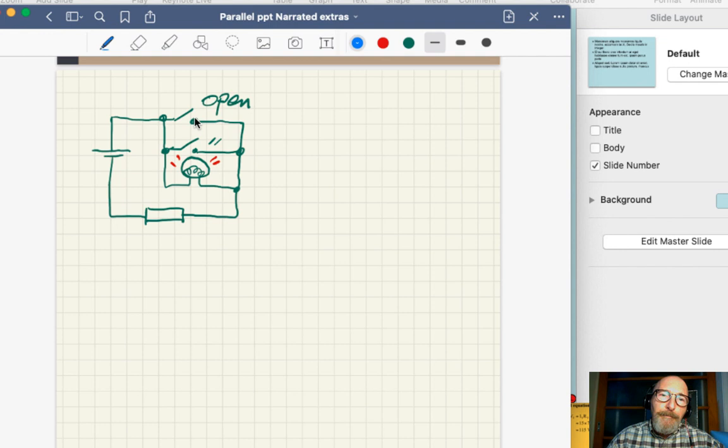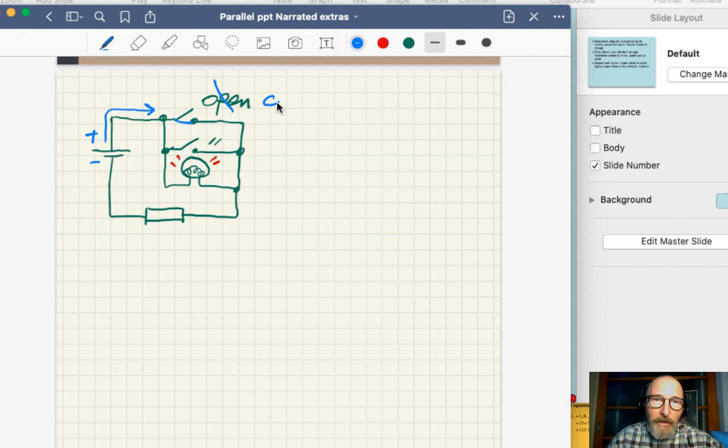I close this switch. Well, I don't need to close both switches. As soon as I close either one of those switches, because they're parallel connected switches, as soon as I close that switch, the current which is flowing along here from the battery and going through the circuit will come along. I've got resistance in the lamp, I've got no resistance in a closed switch, so all of a sudden this is now closed.